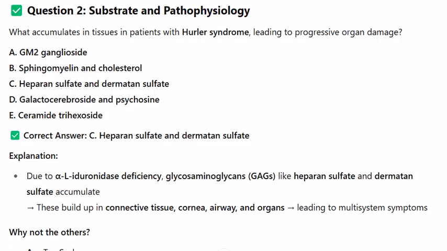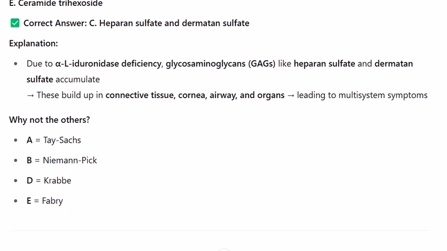Explanation. Due to alpha-L-iduronidase deficiency, glycosaminoglycans like heparan sulfate and dermatan sulfate accumulate. These build up in connective tissue, cornea, airway, and organs, leading to multisystem symptoms. Why not the others? A equals Tay-Sachs. B equals Krabbe. E equals Fabry.